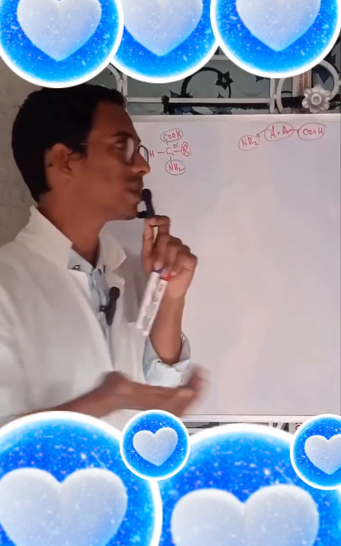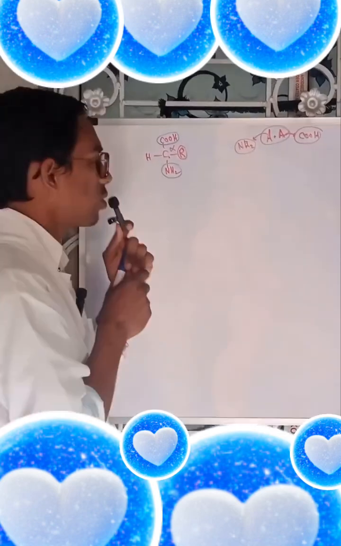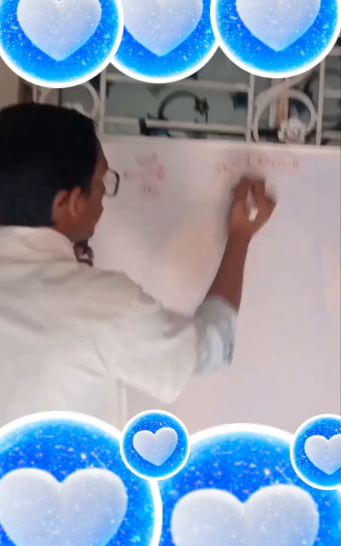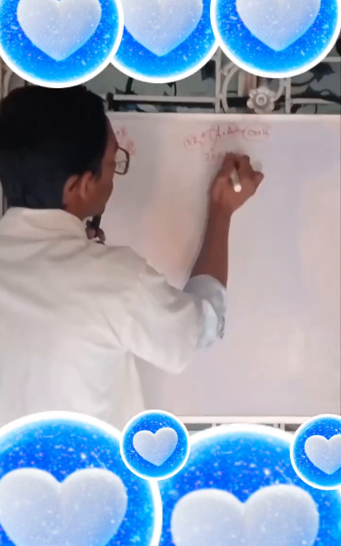Among these, we also have arginine and histidine. We consider them semi-essential amino acids because they can be synthesized in adults, but they can't be synthesized in children. Now we come to the topic: the structures of amino acids. We have a total of 20 amino acids.